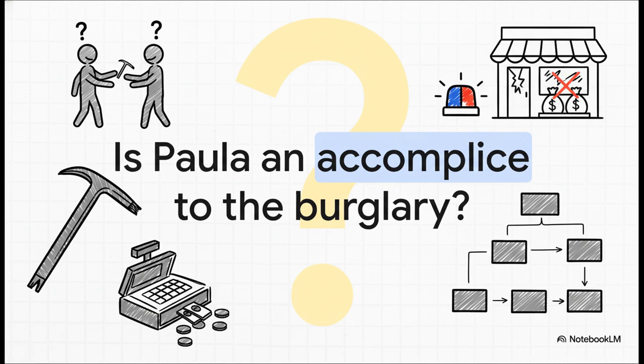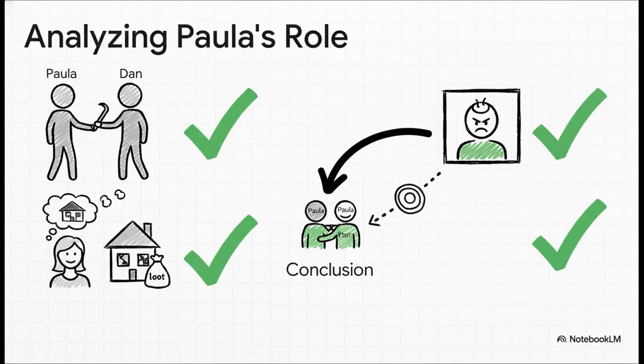Let's run it through our framework. The actus reus, the physical act? Yes, she provided the crowbar. The mens rea, the mental state? Yes, she knew he was going to commit a crime and she intended to help him, so she is absolutely an accomplice to the burglary.